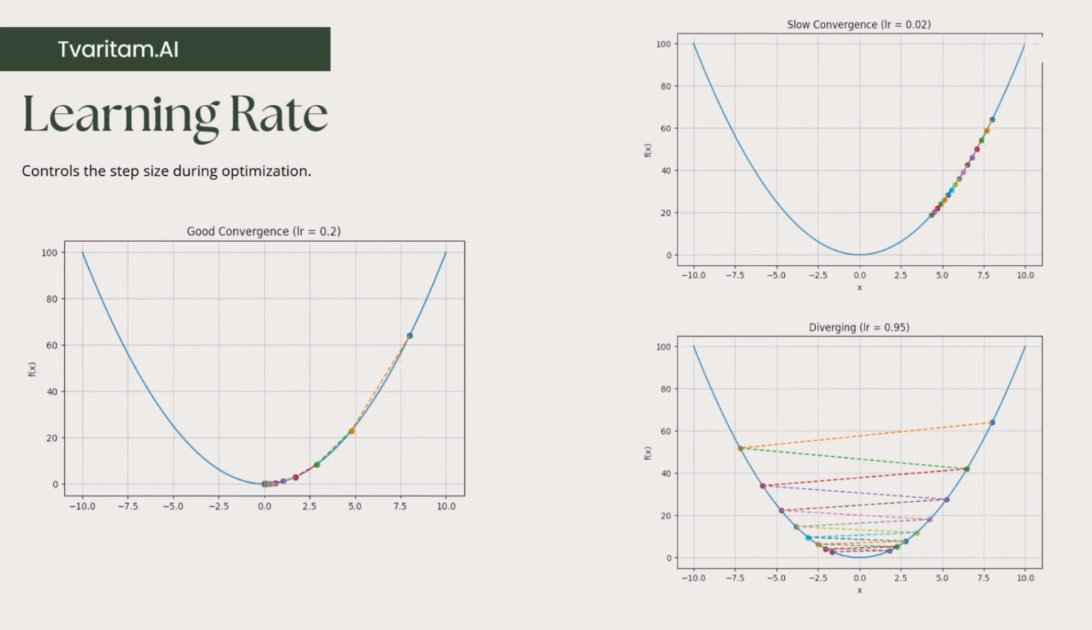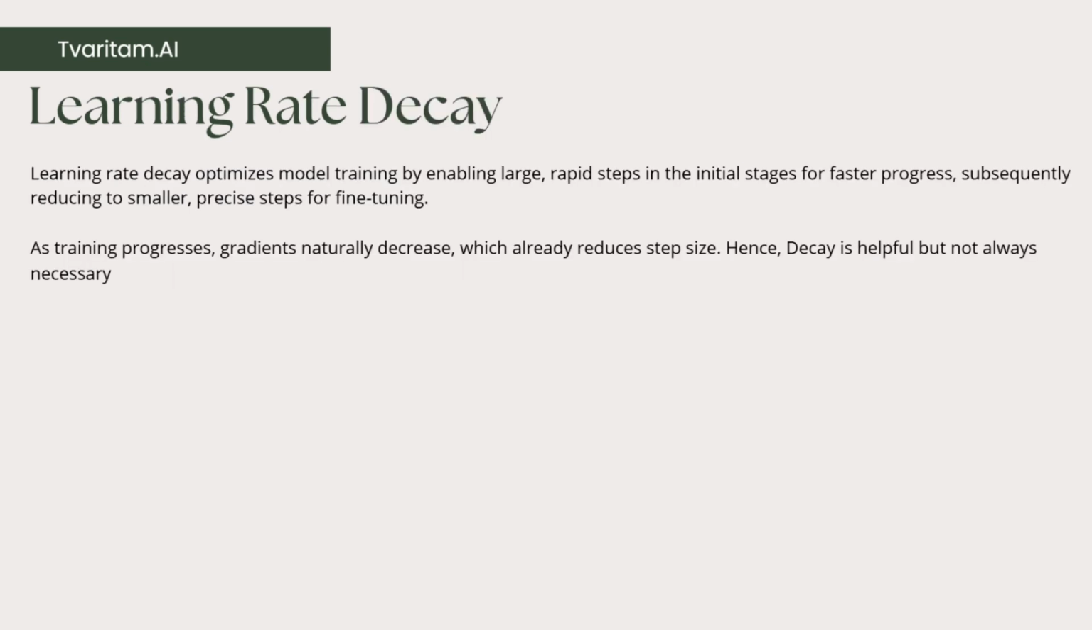Now, exploring more about learning rate decay, it helps improve training by taking larger steps in the beginning and smaller, more precise steps later on. Even though gradients naturally get smaller near the minimum, decay can still help in faster and more stable convergence. It is usually an optional hyperparameter. There are three common types of learning rate decay.